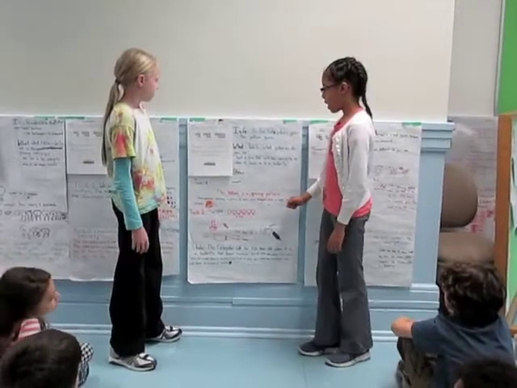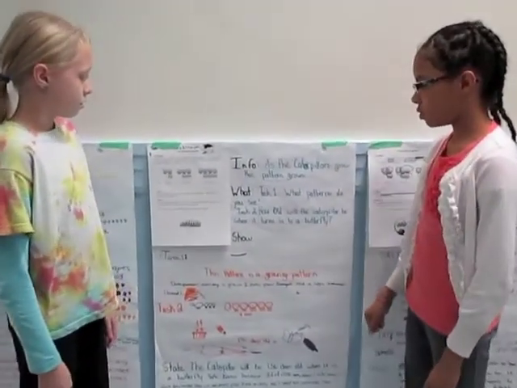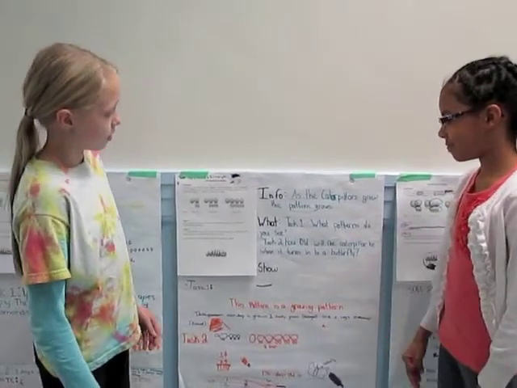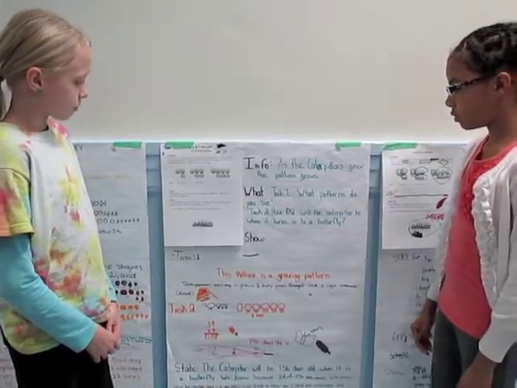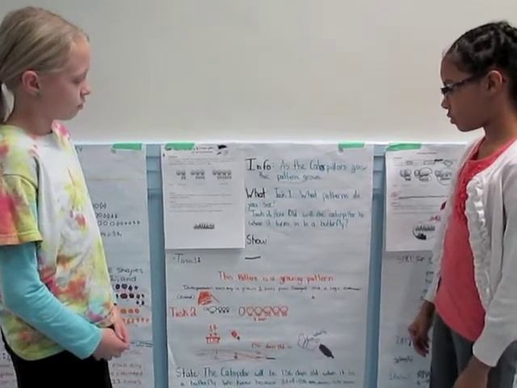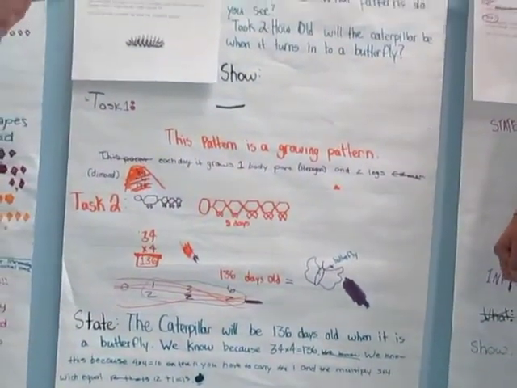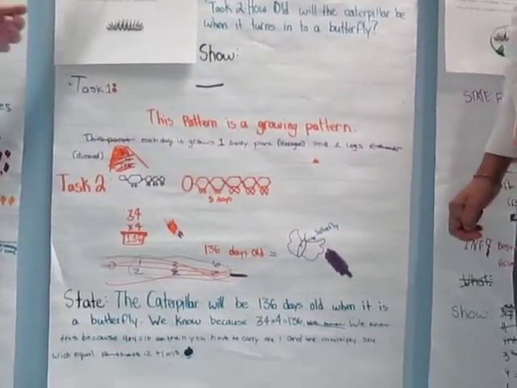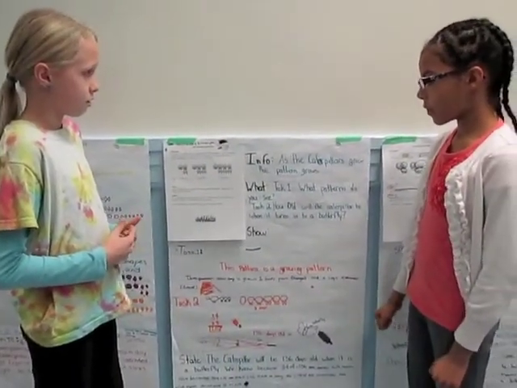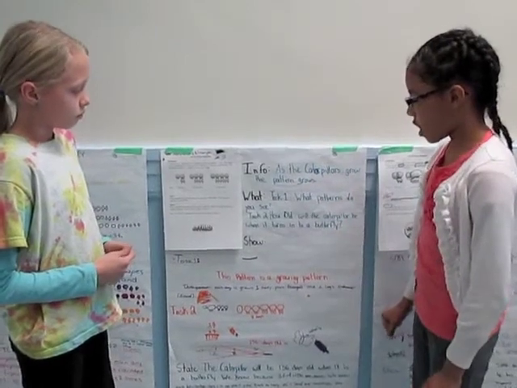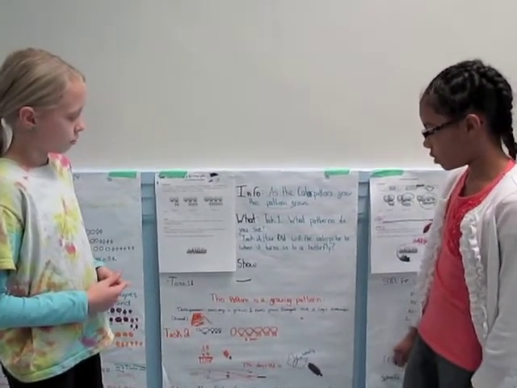For info, we have as the caterpillar grows, the pattern grows. For task 1, it was asking what patterns do you see, and we said this pattern is a growing pattern because every day it adds a body part, I guess, and 2 legs. And for task 2, it asked how old will the caterpillar be when it turns into a butterfly.